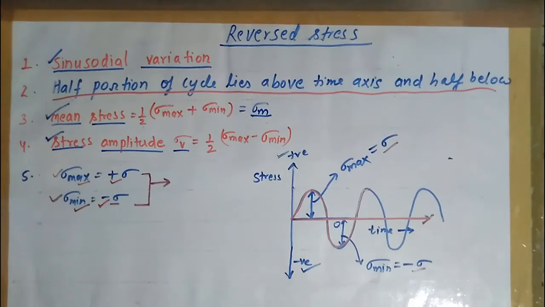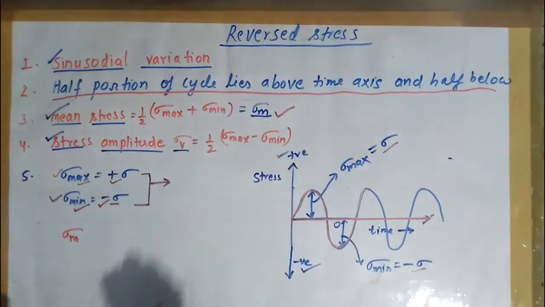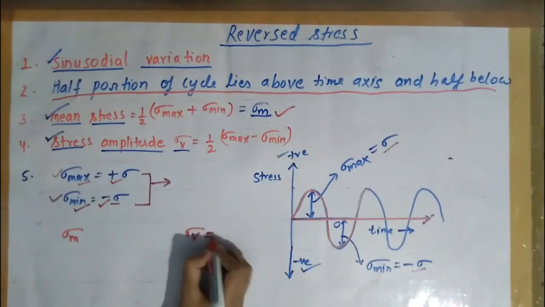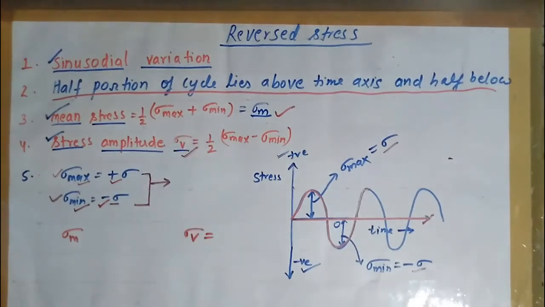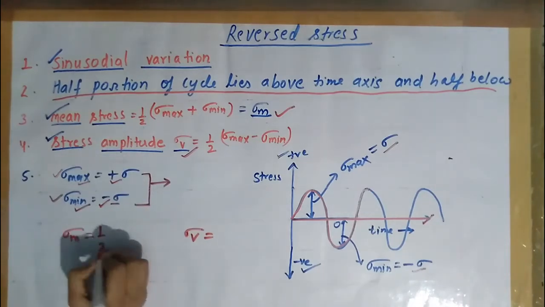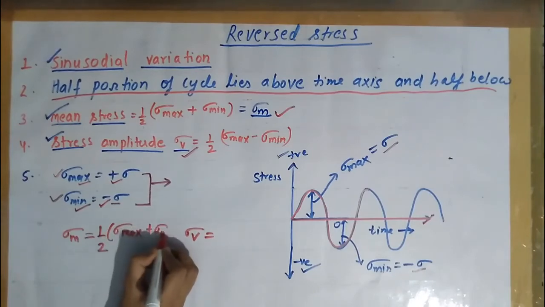Now the important parameters: the mean stress denoted by sigma m, and the stress amplitude denoted by sigma a, that is this value. We have to find these for the case of the reverse stress condition. The formula for the mean stress is sigma m equal to 1 by 2 times sigma max plus sigma min.